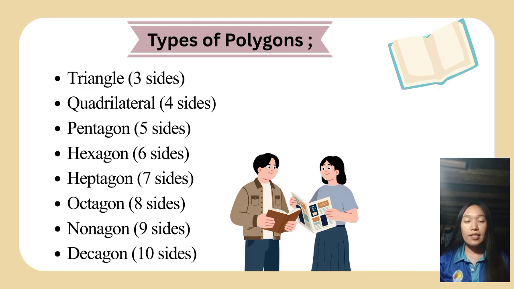And next is nonagon, a nine-sided polygon with nine angles. It can be regular or irregular depending on side lengths and angles. Next is decagon, a 10-sided polygon with 10 angles. Regular decagons have all sides and angles equal.